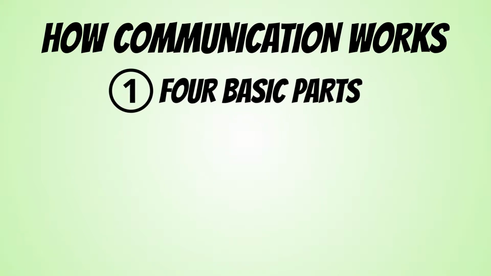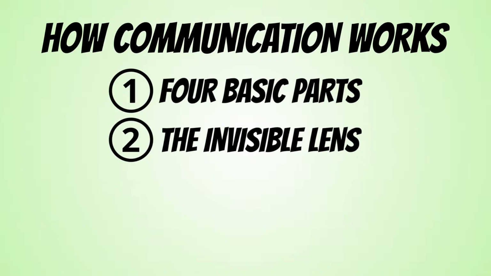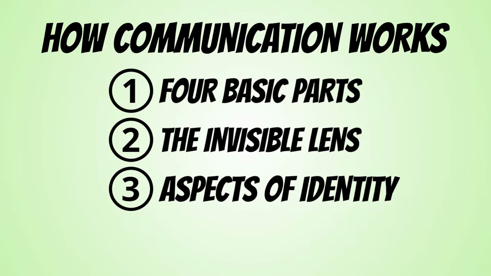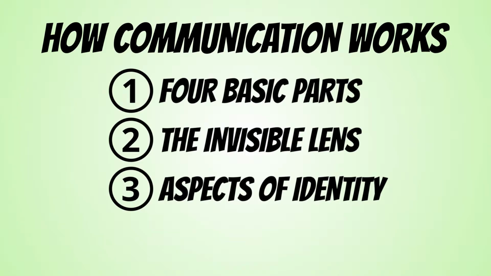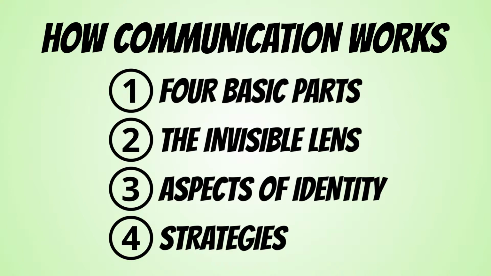First of all, we'll look at the basic parts of communication. Next, we'll look at the invisible lens that colors the way we see things and impacts the way we communicate. The third section is about different aspects of our identity that makes up this invisible lens. And then finally, we'll talk about some strategies that we can use to help us communicate more effectively.